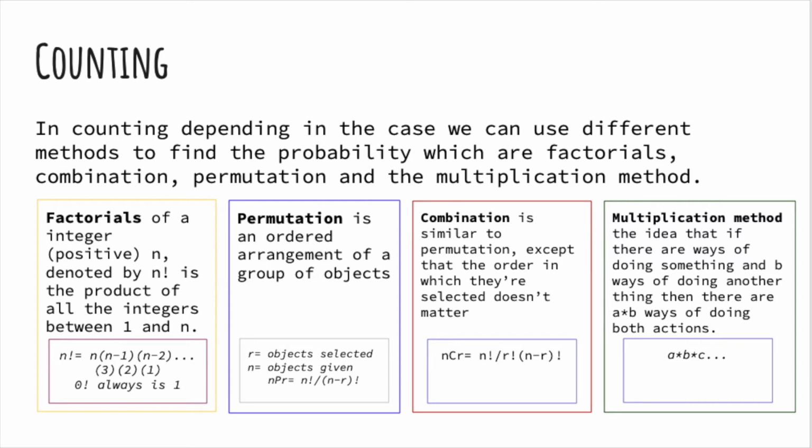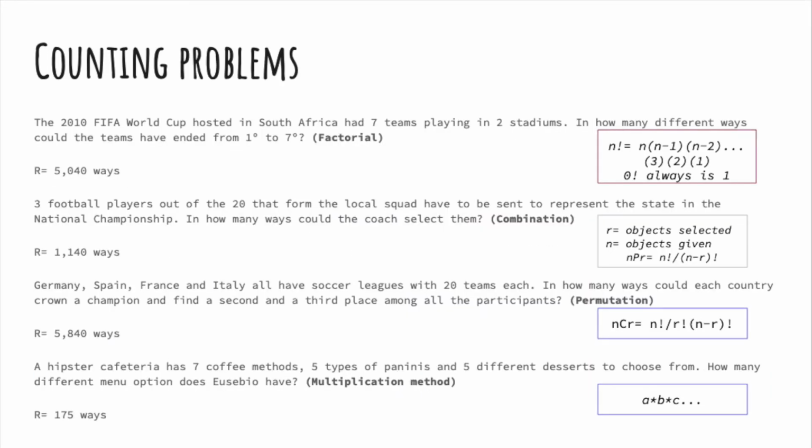The second method is permutation, which is an arrangement of a group of objects where R means objects selected and N means objects given. Then the combination method is really similar to the permutation method, but in combination the order does not matter. And the last one is the multiplication method, where the idea is that if there are A ways of doing something and B ways of doing another thing, then there are A times B ways of doing both actions.